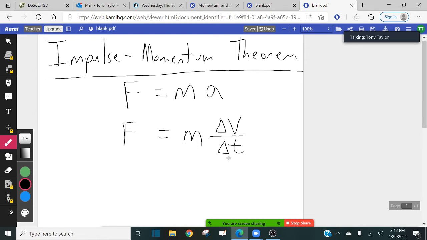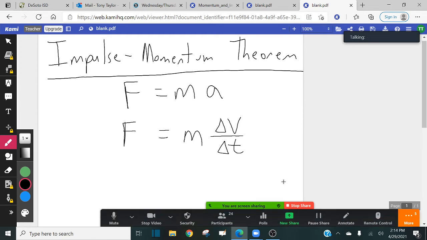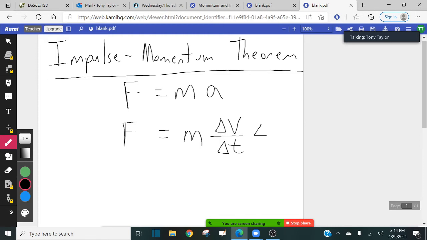What would I need to do to get this delta t over to the other side of the equal sign? In other words, how do I get rid of it on the right-hand side of the equal sign? If I wanted to get rid of that delta t, how would I do that? Yeah, you want to multiply both sides by delta t. Exactly. So that's exactly what I'm looking for.